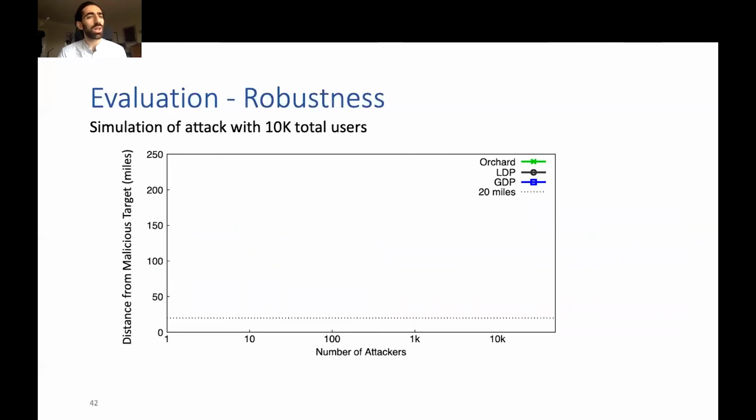Now I'm going to show how well our robustness defense works. So this is a simulation of an attack with 10,000 total users. On the x-axis, I'm showing the total number of attackers present in the system, and on the y-axis, I'm showing the distance from the malicious target, where the attacker wants it to end up. So this is the attack success threshold of 20 miles, and anywhere below this means that the attack was very successful. So first, I'm going to show local differential privacy and global differential privacy, just these naive defenses on their own, and they don't work very well.